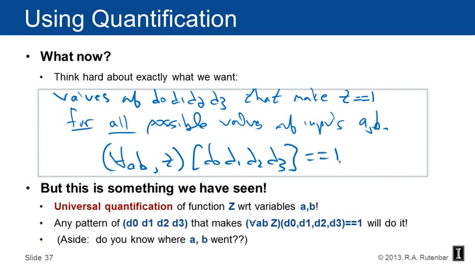And then I will ask the question, can I make this thing a 1? Can I find some values of the d's that make it a 1? And so just like the bullet says, this is something I know how to do. Universal quantification of z with respect to the variables a and b will do the trick. Any pattern of the d's that makes this new universally quantified function a 1 solves my problem. That's pretty amazing. And as an aside, do you know where the a and b went? They went away because they got consumed in the cofactors when we set a and b to all 4 possible values, 0, 0, 0, 1, 1, 0, 1, 1.